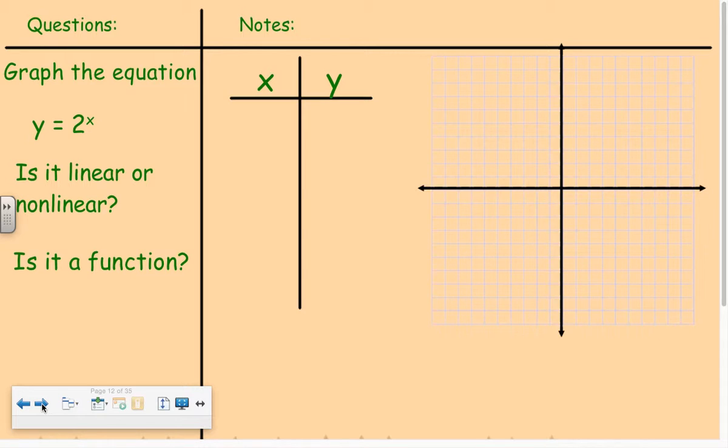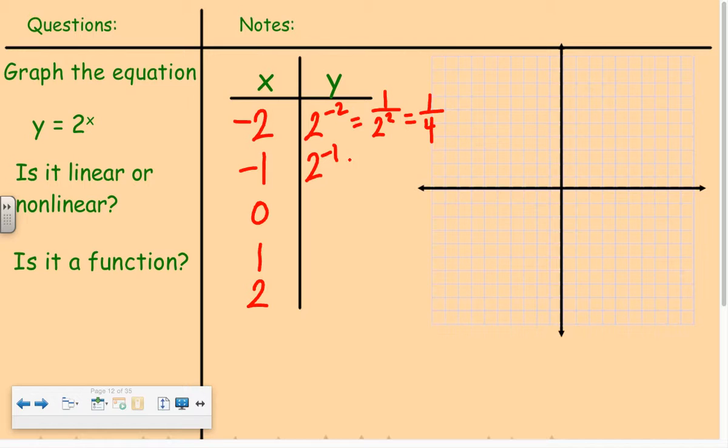All right, 2 to the x power. So -2, -1, 0, 1, and 2. So 2 to the -2nd power, we're actually going to end up with a fraction. You actually end up with 1 over 2 squared, which would be 1/4. 2 to the -1st power will be 1 over 2 to the 1st power, which is 1/2.